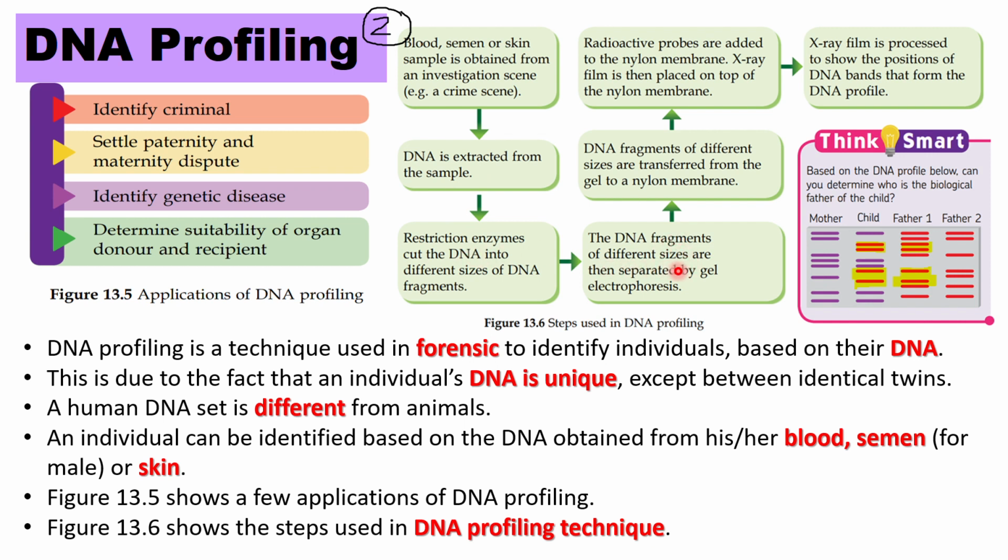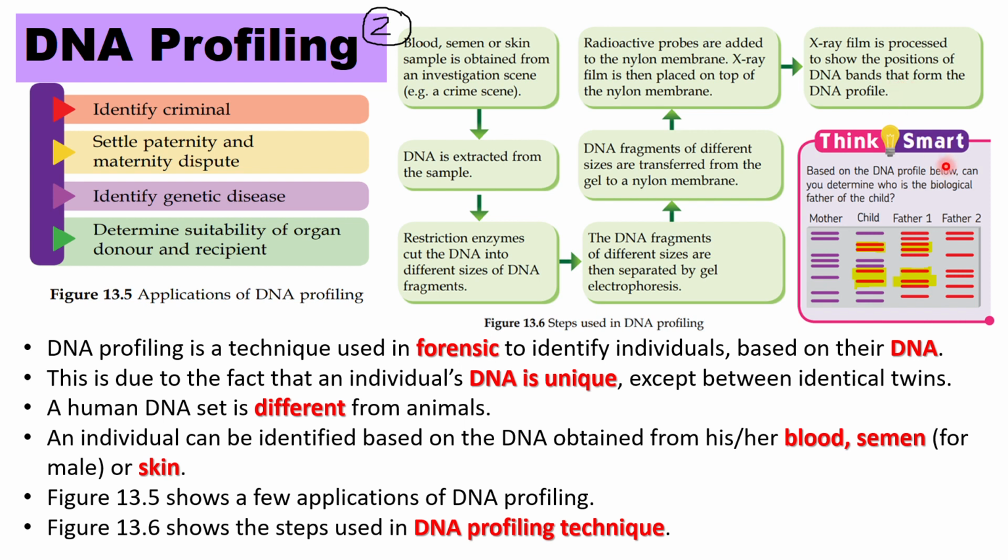The DNA fragments of different sizes are then separated by gel electrophoresis. Gel electrophoresis separates DNA fragments according to size, where the large fragments will move slowly as compared to small fragments, and negative DNA fragments move to the positive end. The DNA fragments are then transferred from the gel to a nylon membrane, and radioactive probes are added to the nylon membrane, and then X-ray film is placed on top of the nylon membrane. Next, the X-ray film is processed to show the position of DNA bands that form the DNA profile.